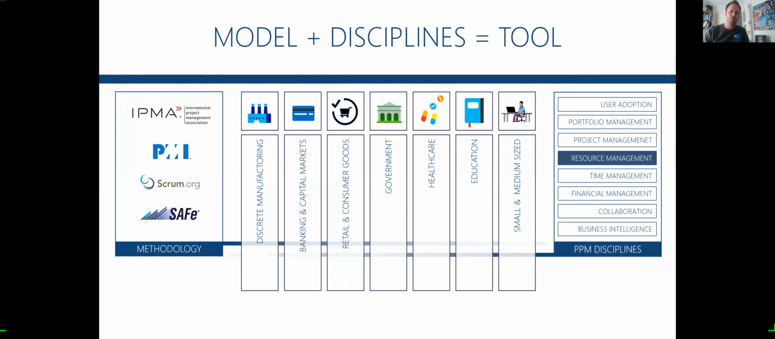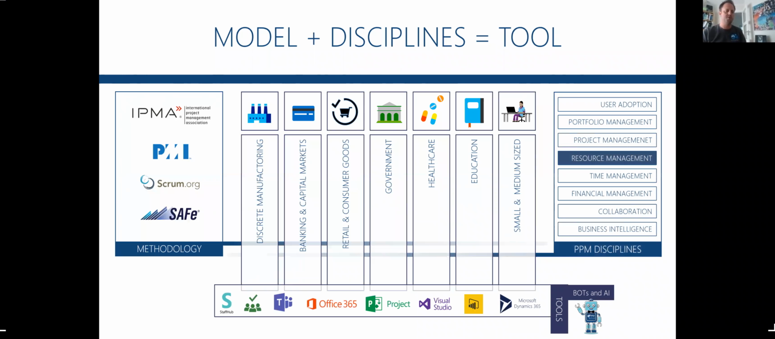Then in Projectum, we look at PPM disciplines. To have an effective PPM platform, we look at disciplines. User adoption is very important, portfolio and project management, of course, and today we will talk about the resource management topic. But there are also business intelligence, financial management, etc. In the bottom, we see the Microsoft technology stack. Different applications in the Office 365 suite have something to do with PPM, and some of them are very good at it and some are very bad at it. We often look at Project Online, VSTS, Power BI as some of the major drivers, and of course Microsoft Teams as a collaboration platform.